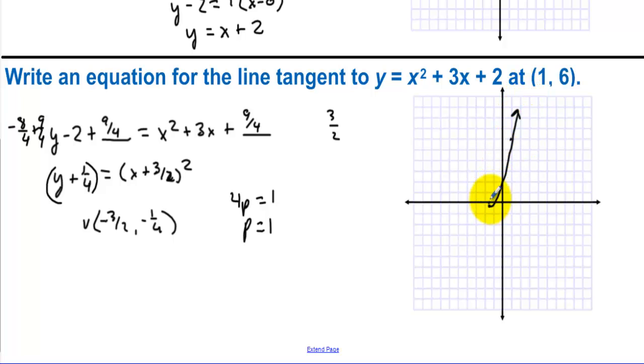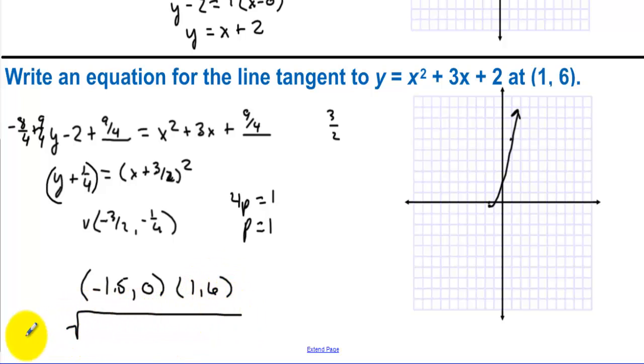We need to find the distance from the focus to the point (1, 6). Well, the focus is (negative 1.5, or negative 3 halves, comma 0), and we're going through the point (1, 6). We're going to need the distance formula here. We have 6 minus 0 squared plus 1 minus negative 1.5 squared. We're going to use our calculator to get that decimal value. So the distance is 6.5. So the distance from the focus to the point on the parabola is 6.5 units.